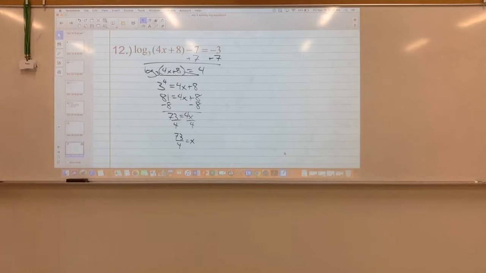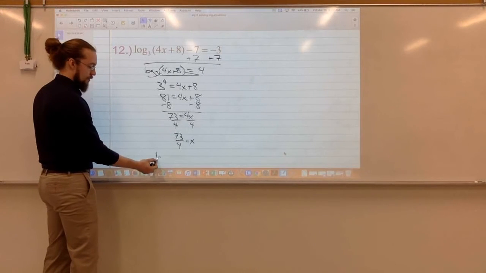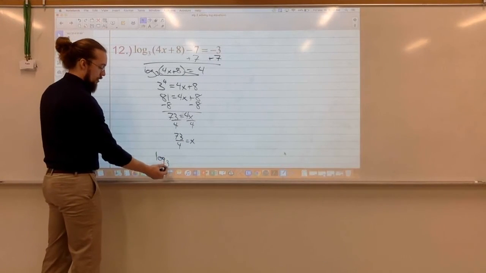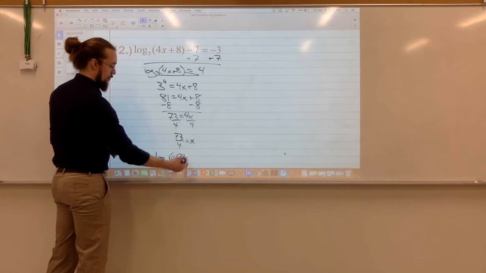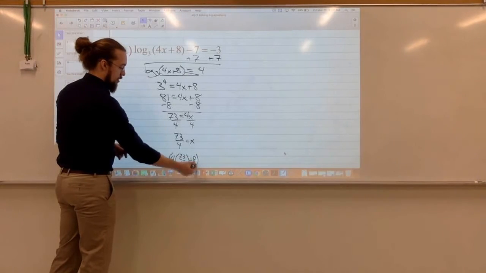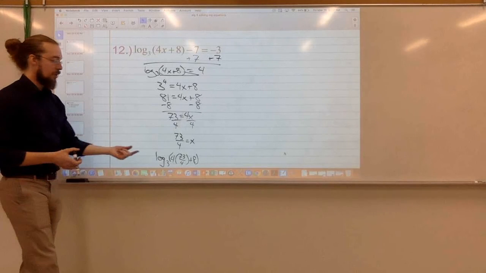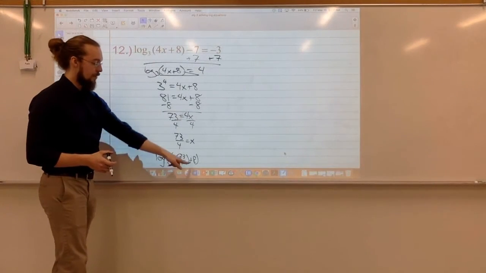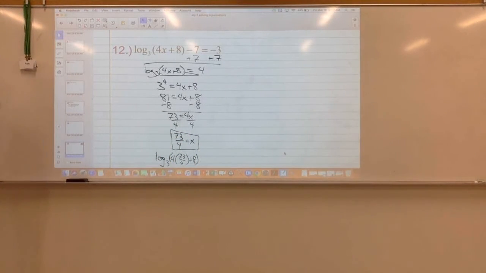Then we would need to check our answer. So if I plug 73 over 4 into this log base 3 of 4 times 73 over 4 plus 8, I don't have to figure out exactly what that will be. All I really care about is that it's a positive value. That will certainly be a positive value, right? 4 times a positive value plus a positive value. So 73 over 4, or 18.25, is my answer.